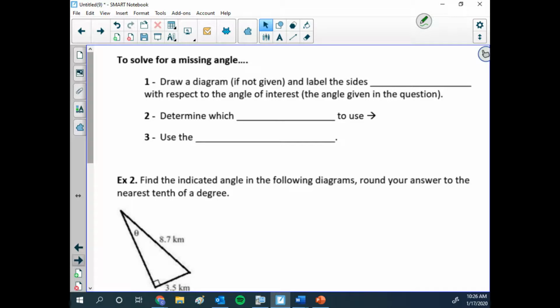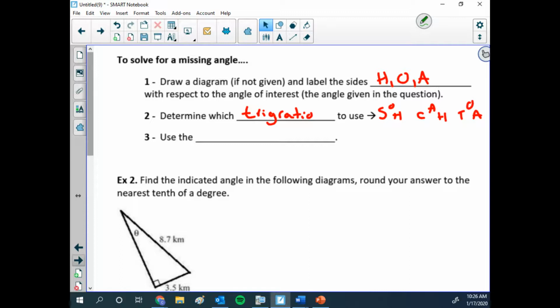If you're solving for a missing angle and you are not given a diagram, create one yourself. Then you have to label the sides H, O, and A with respect to the angle of interest, whatever angle you might be looking for in that particular question. Then we need to determine which trig ratio to use, same as before. So am I using SOH, CAH, or TOA?